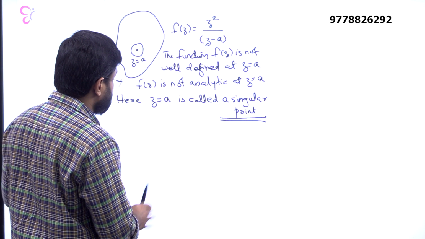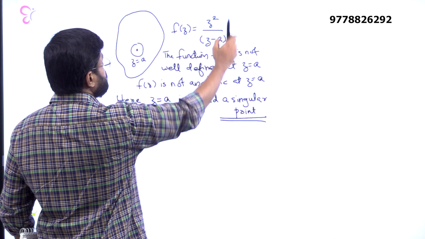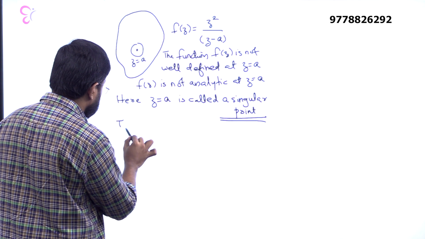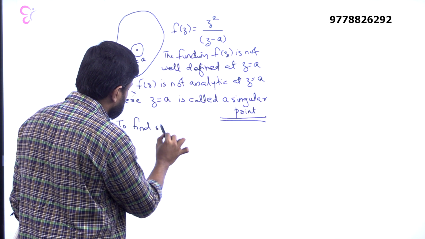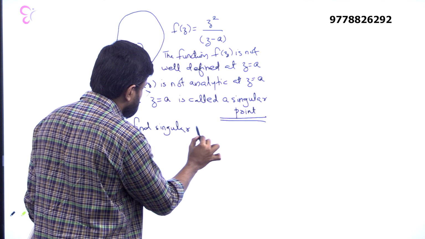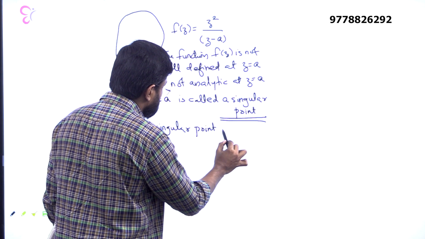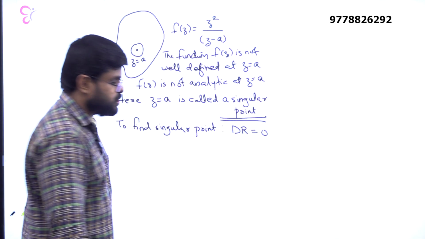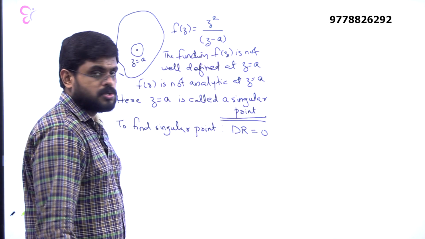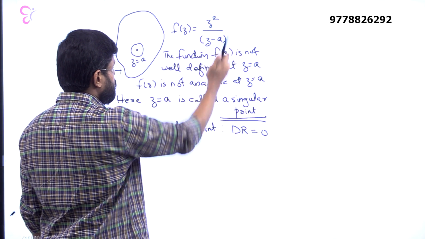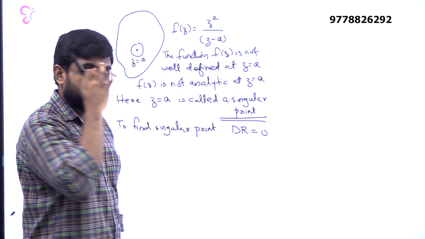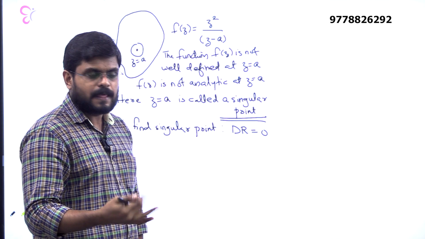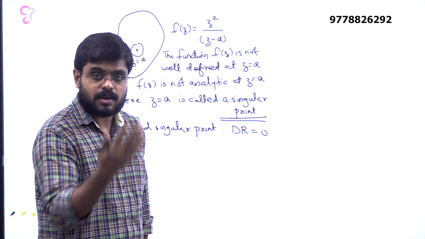So to find the singular point, if you are given a complex function f of z, very very important: you need not worry, just substitute the denominator of the given function equal to 0. Here z minus a is equal to 0, then z equal to a will be a singular point. So a singular point is that point at which the denominator is equal to 0, and the function becomes undefined at that point.